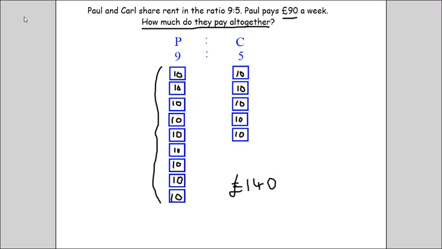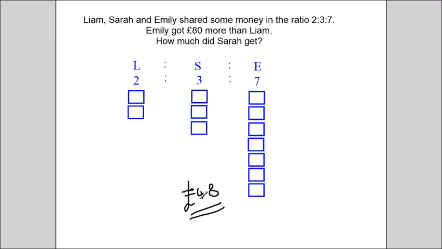Okay, great. Right, let's try one more just to show you that this will work for every type of question that you might get. I think I've just shown you the answer already there, but never mind. This time we're going to do a 3-part ratio. So Liam, Sarah and Emily shared some money in the ratio 2 to 3 to 7. So the first job is to set up the boxes. Liam, Sarah, Emily. Liam has 2. Sarah has 3. Emily has 7.